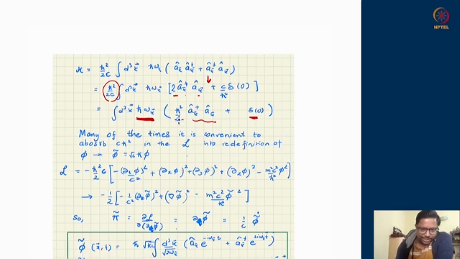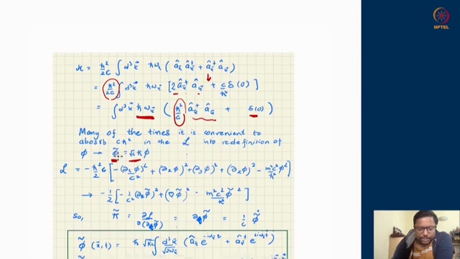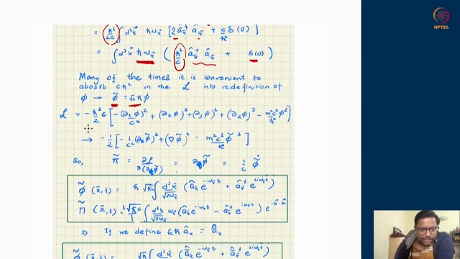So only thing is just that this h bar square by c might be troubling you. So what we can do, we can absorb it in the redefinition of various things. For example, I can redefine the field as phi tilde as root c times h bar phi. If you remember, our Lagrangian which we started with was also containing a minus h square by 2 times c, and this was the Lagrangian. If I do this redefinition, I will get this c times h bar square absorbed in phi, and I will get a phi tilde everywhere.